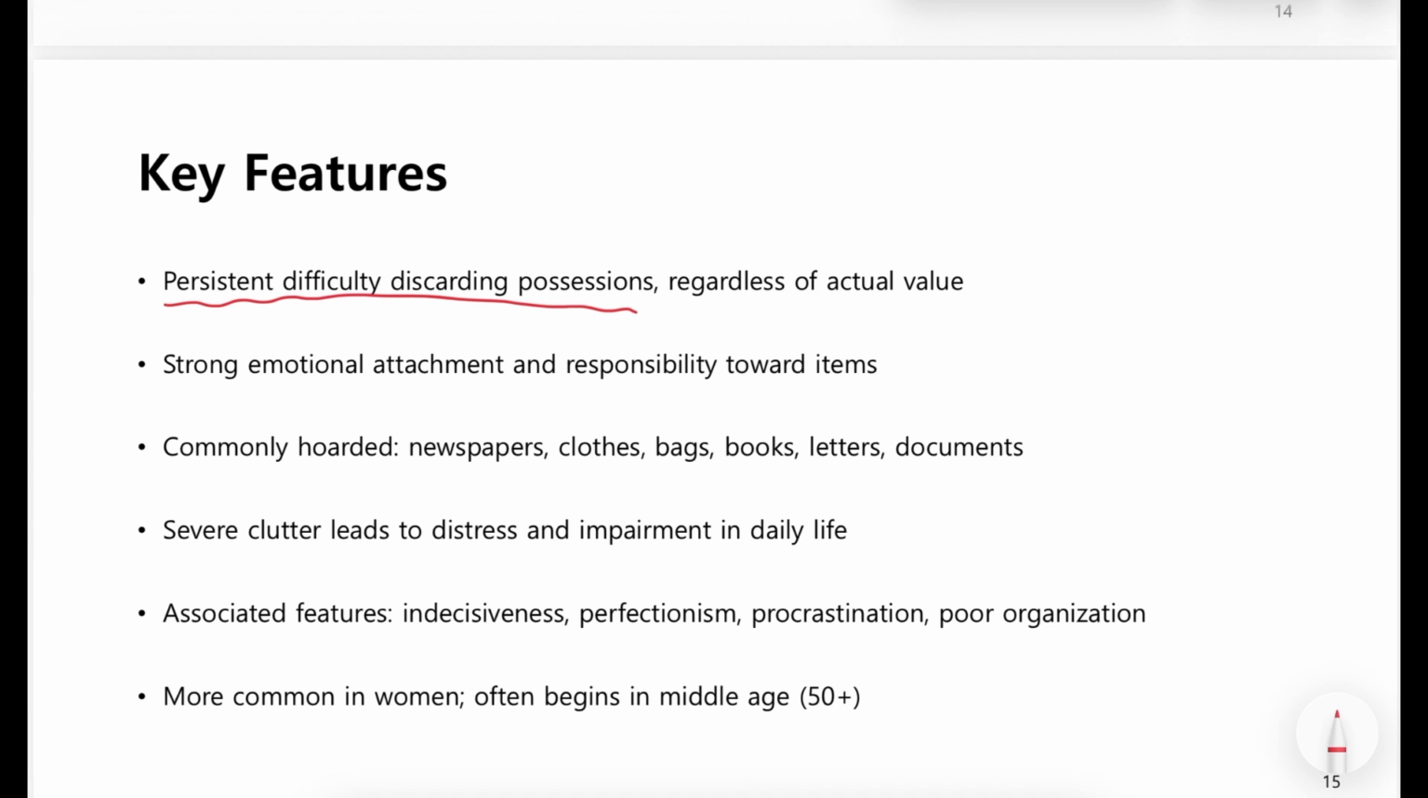Over time, these objects accumulate, creating severe clutter that interferes with daily living and causes significant distress. In addition, hoarding is often associated with traits such as indecisiveness, perfectionism, procrastination, and poor organization. Research also shows that hoarding tends to be more common in women and often begins in middle age, usually after the age of 50.